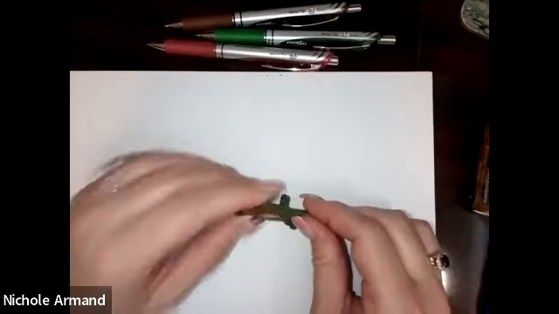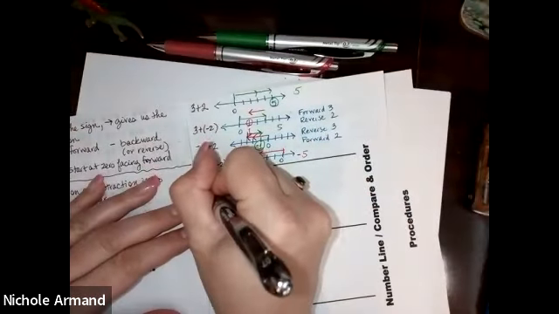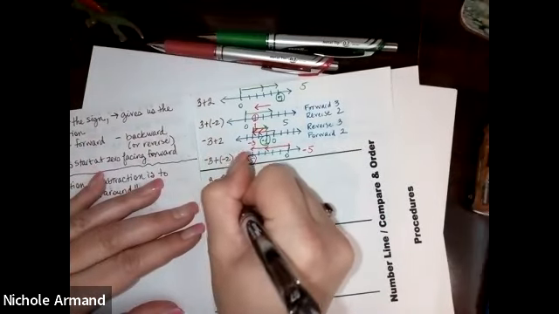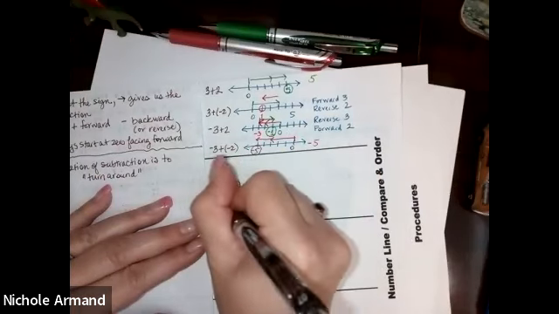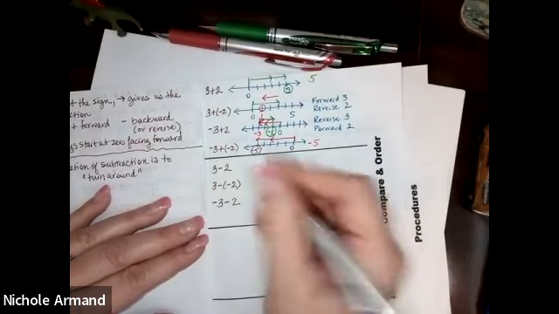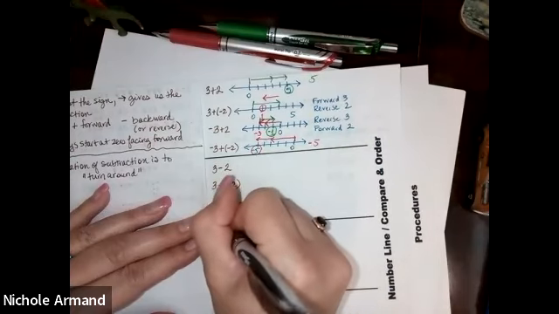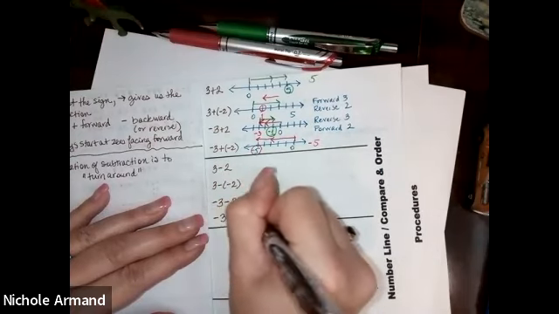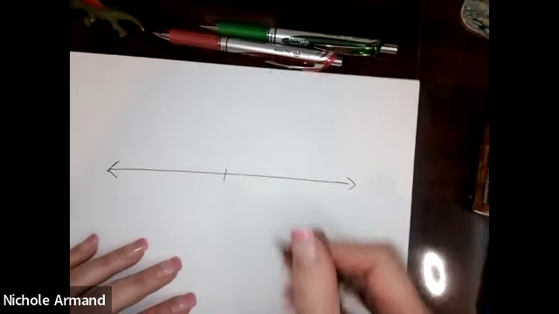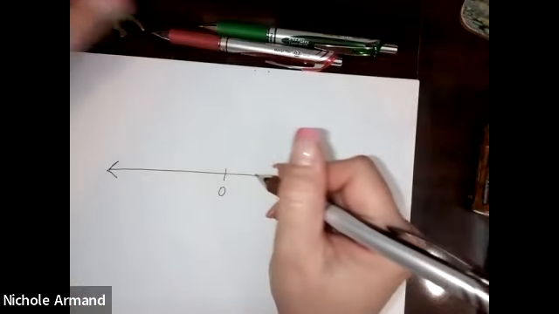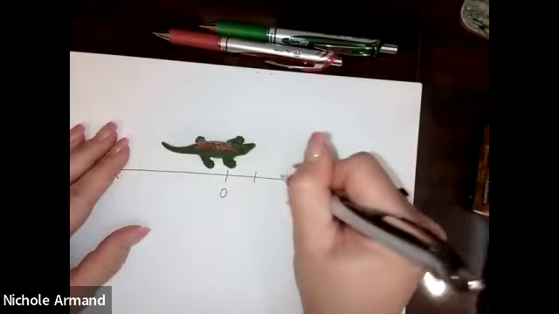So we're going to have manipulatives in class. We're going to do the same operations here. Let's write them down. We have 3 minus 2. We have 3 minus -2. We have -3 minus 2. And then we have -3 minus -2. So I'm going to make my number line on here. I'm going to make it bigger so that my dinosaur has room to roam.